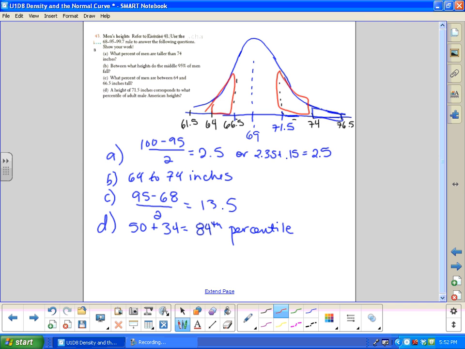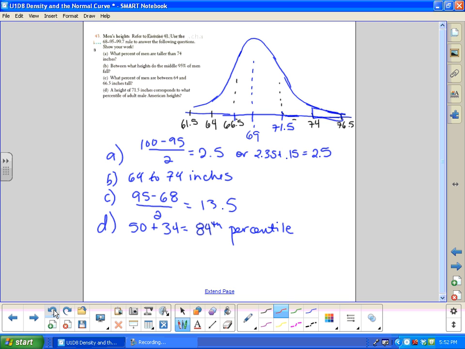All right, part D says a height of 71.5 inches corresponds to what percentile? So remember, this is giving us percents, so it's also giving us percentiles if we do everything to the left of it. So if we look at 71.5, I could go through and add up all of the values right here from your table.